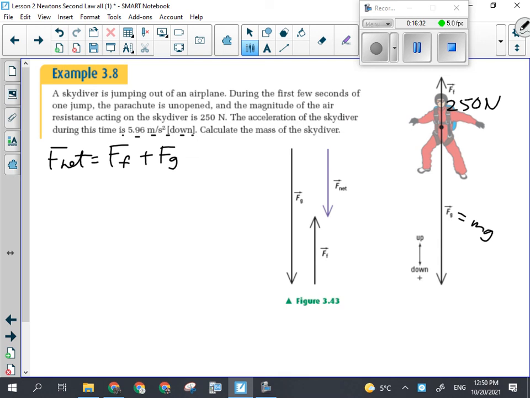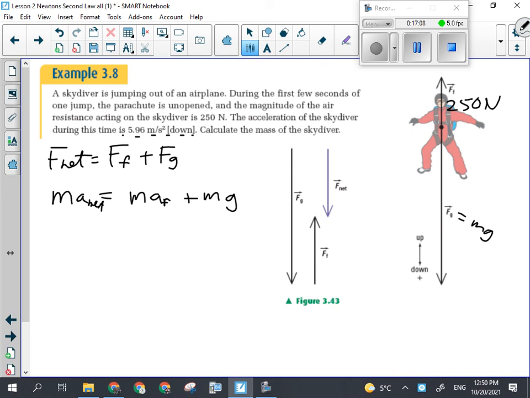Okay, so here's what we got. Vector sum of all forces. So F net is force of friction or air resistance plus gravity. I don't know what the force of gravity is, and I can't calculate it because I don't have mass. I do know what this one is because they told me it's 250 newtons. So what I'm going to do is expand this out like I did the last time. Mass times the net acceleration equals mass times the acceleration due to friction plus mass times the acceleration due to gravity.